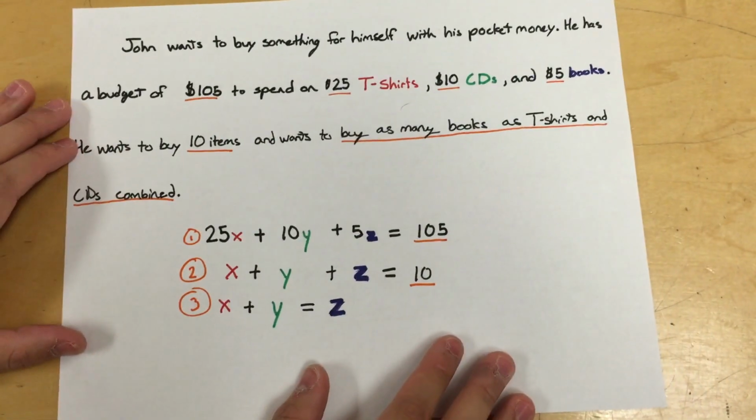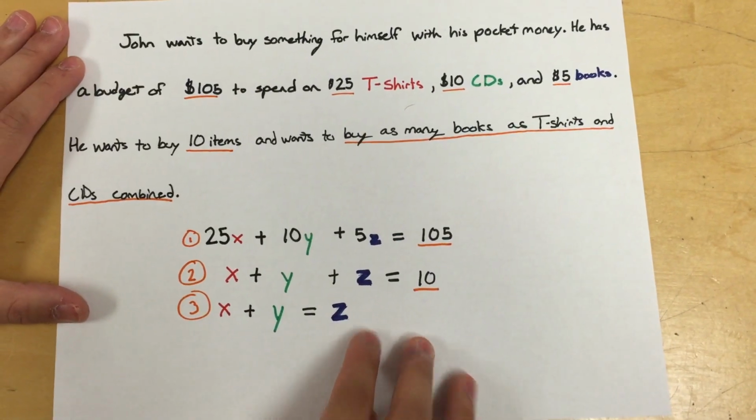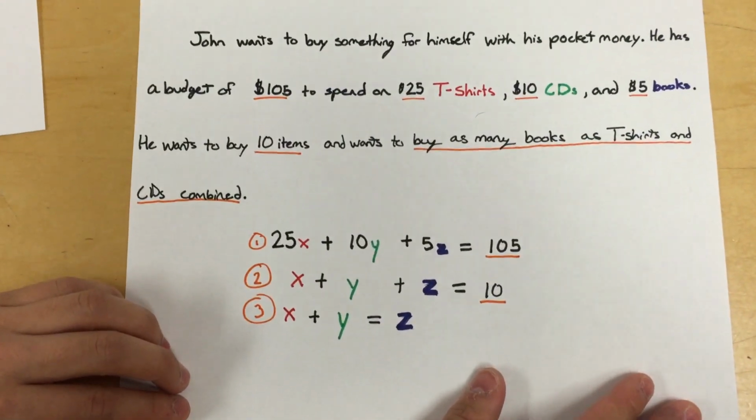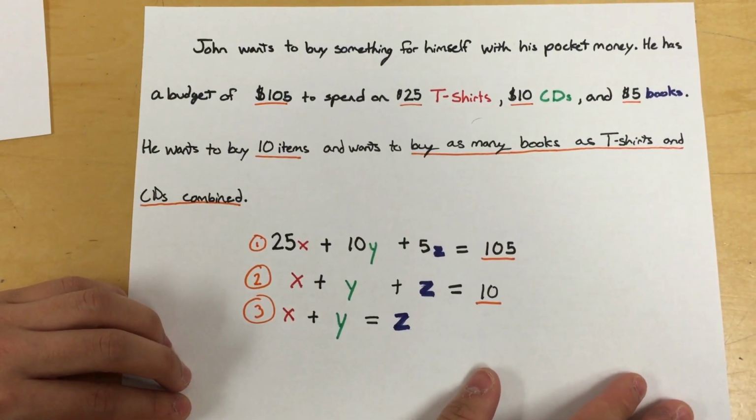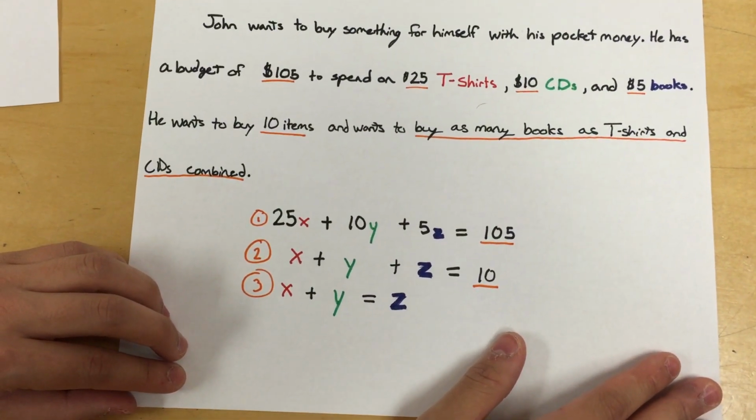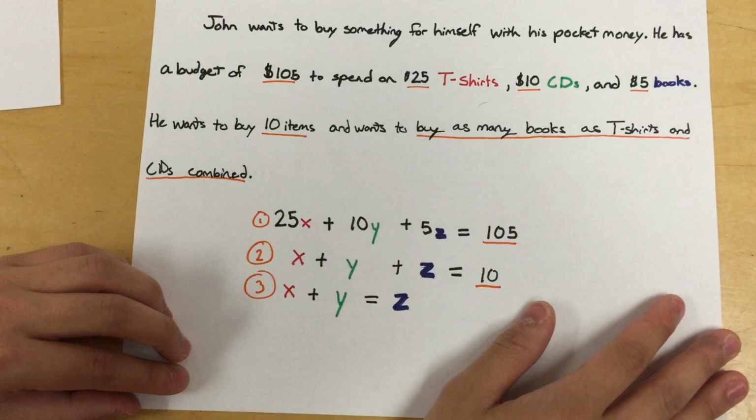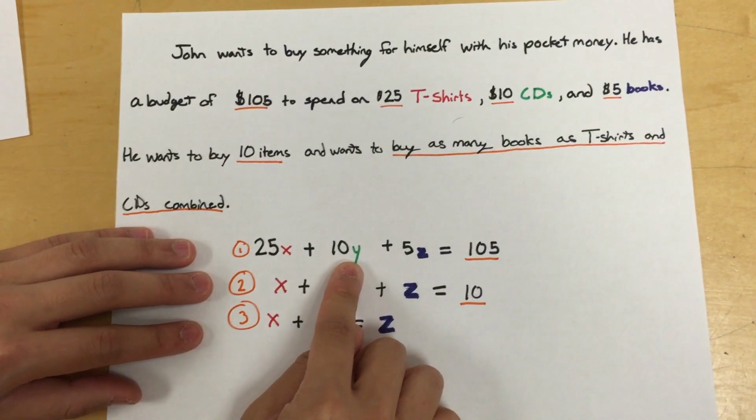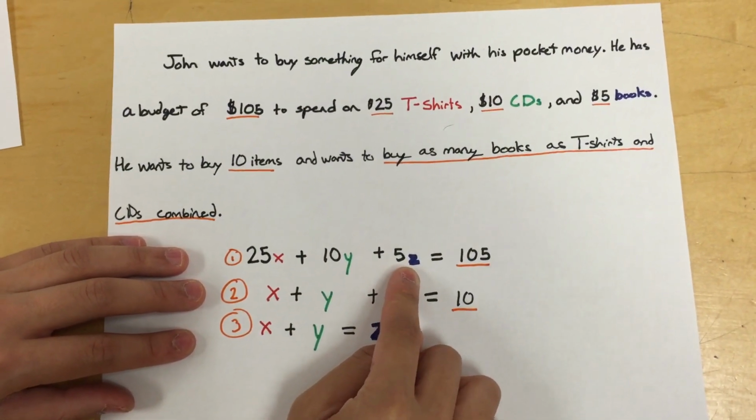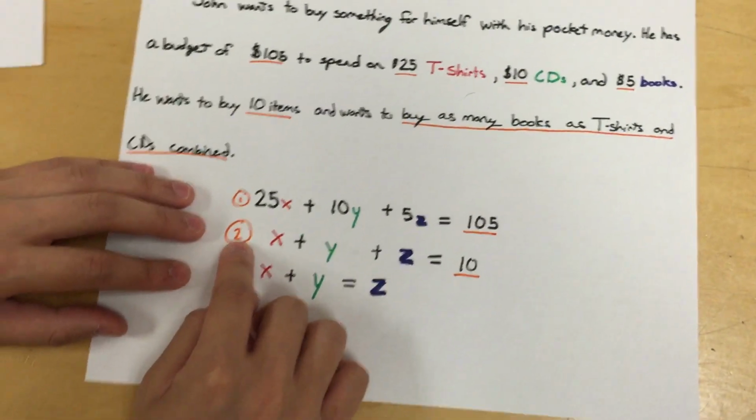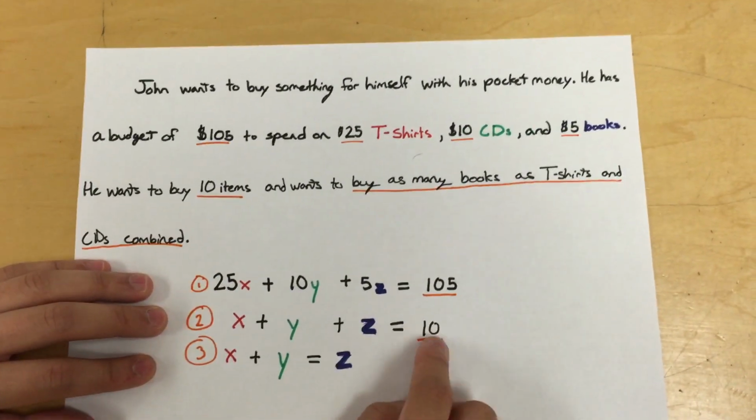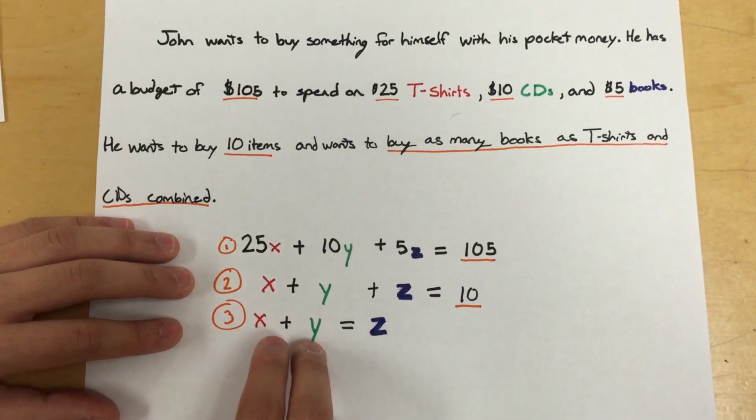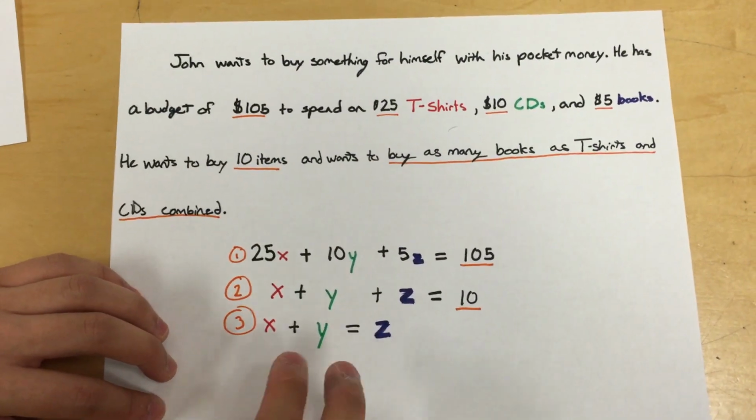Now, here's a problem with three variables. John wants to buy something for himself with his pocket money. He has a budget of $105 to spend on $25 t-shirts, $10 CDs, and $5 books. He wants to buy 10 items and wants to buy as many books as t-shirts and CDs combined. From this word problem, we can form three equations: $25 t-shirts, $10 CDs, and $5 books. And here we can find that the 10 items total is x plus y plus z, and that the number of books is as many as t-shirts and CDs combined.